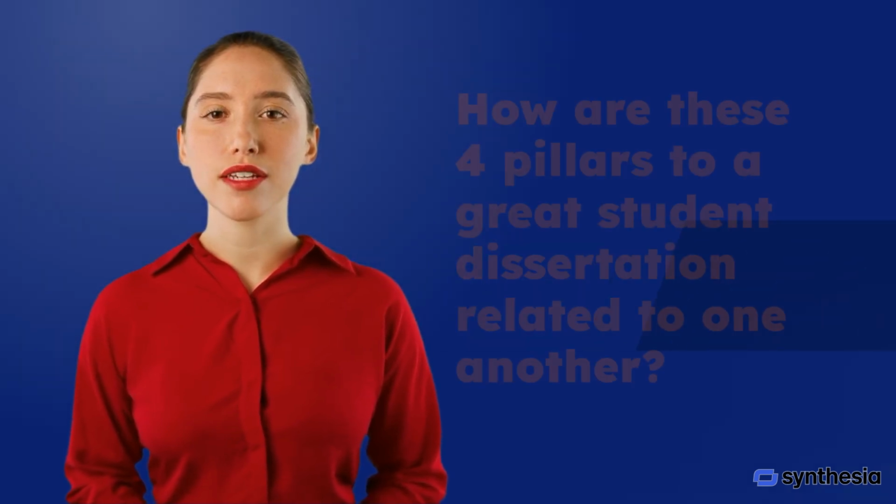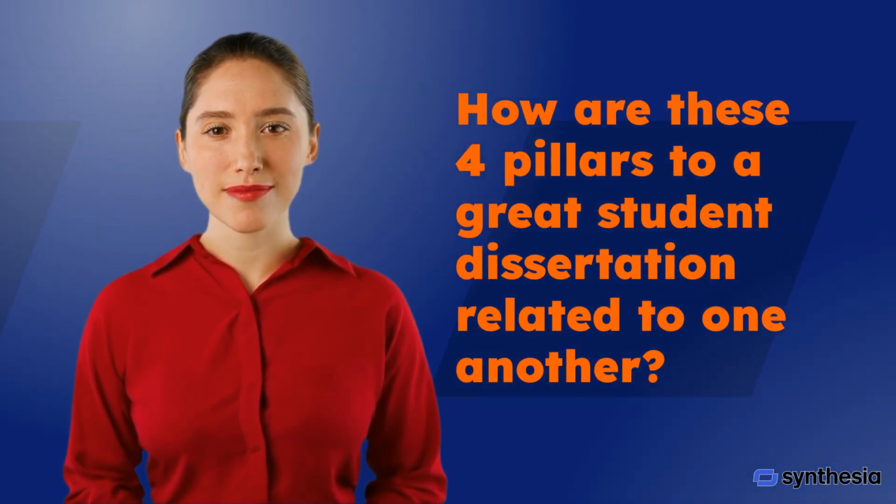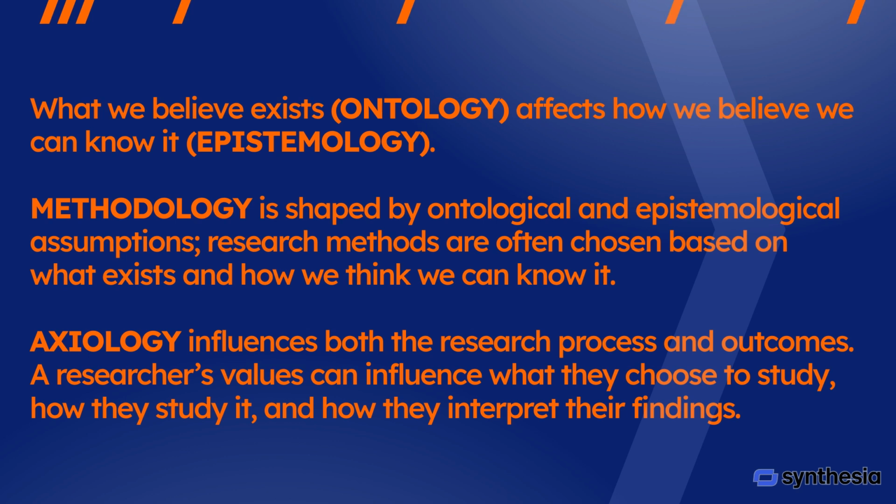How are these 4 pillars to a great student dissertation related to one another? What we believe exists, ontology, affects how we believe we can know it, epistemology. Methodology is shaped by ontological and epistemological assumptions. Research methods are often chosen based on what exists and how we think we can know it.